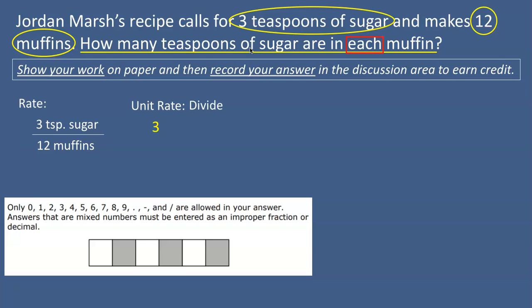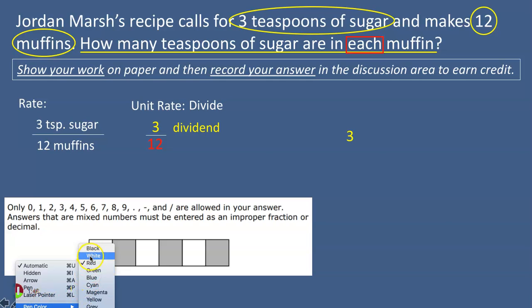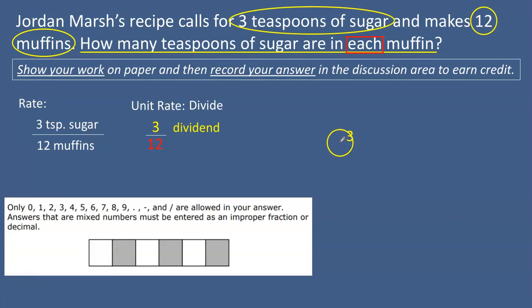So I'm going to take 3 and divide it by 12 using long division. When I record this as long division, I'm going to record the dividend first. The dividend is the numerator, so I'll record that first. Then I'm going to record the division symbol. So 3 is being divided by the 12.